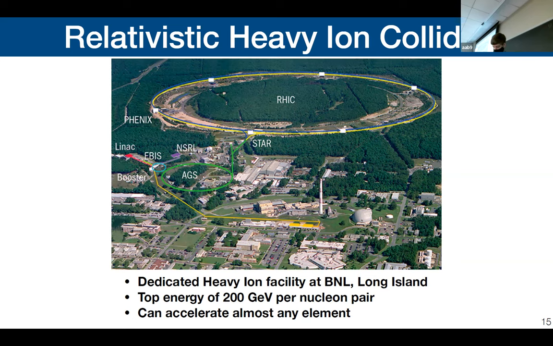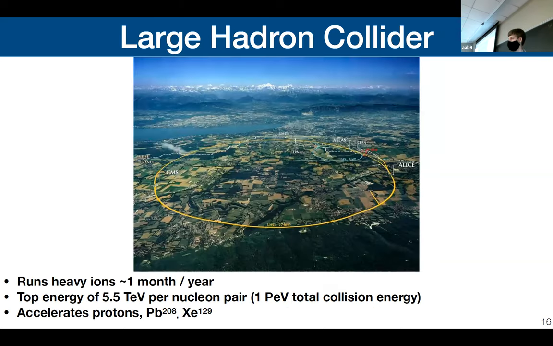There's one other place you can do these collisions. That's the Large Hadron Collider in Geneva, Switzerland. The Large Hadron Collider is also very useful for high energy physics collisions where they collide protons. Because of that, we have to share time with them, so we only get to run the heavy ions for about 1 month out of every year. We do have a much higher top energy of around 5.5 TeV. And if you multiply that by the number of nucleons in lead, what you'll find is that the total collision energy is almost 1 TeV. So these are huge collisions for just two particles to undergo, right?